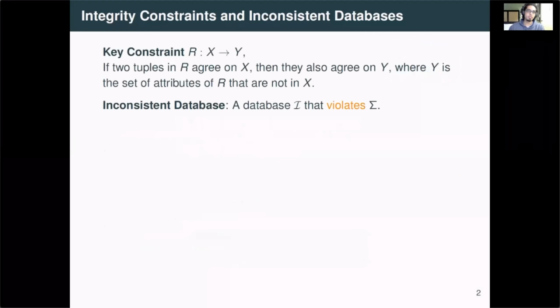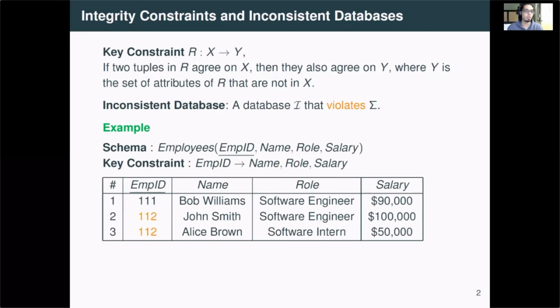In relational databases, the database schemas are often accompanied with a set of integrity constraints. For example, there could be key constraints where, in a table, a set of attributes uniquely determine the entire row of that particular table. The databases that violate the set of integrity constraints set on their schema are called inconsistent databases. A toy example could be, let's say you have an employees table with 4 attributes and employee ID is supposed to be a key, but you end up having 2 rows where the employee ID is the same, 112, which is an inconsistency.